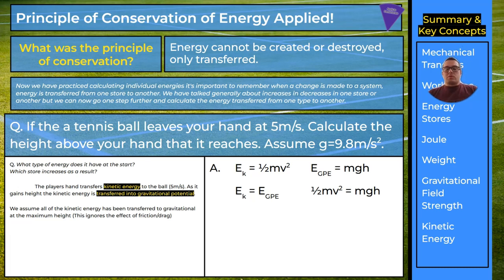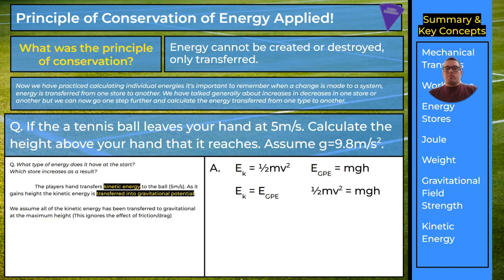Now, one approach to this question, and I'll show you this in a different question in a moment, is we can deal with each of those two equations separately. We can start off by working out the kinetic energy, and then we could work out the gravitational potential energy as a result of that. But there's a problem in this question, which is we've not been given the mass of the ball.